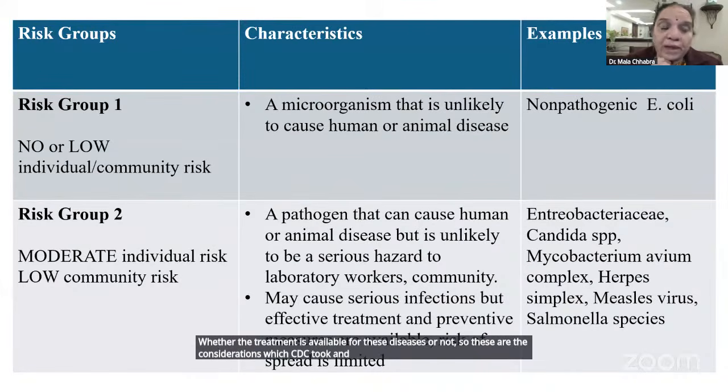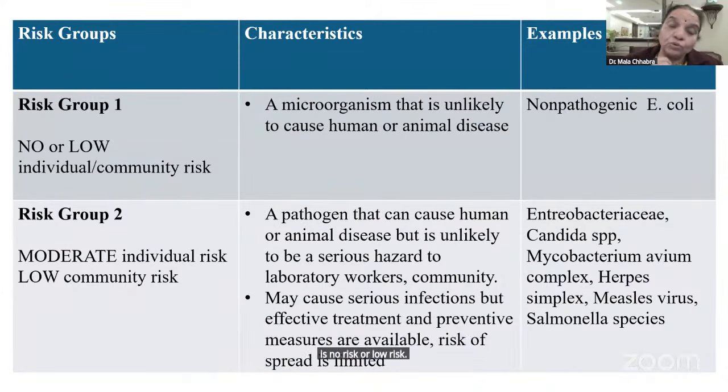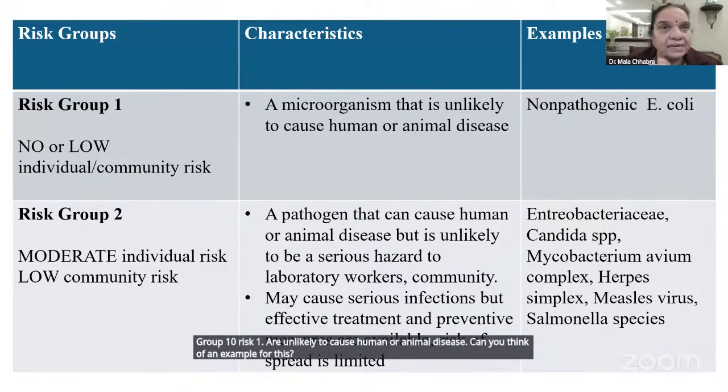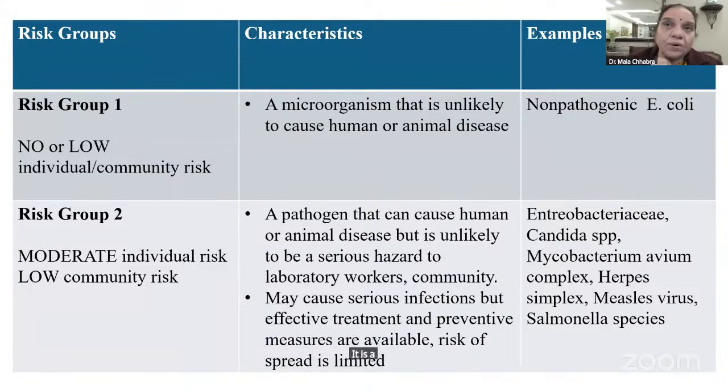So, risk group 1 is no risk or low risk to the individual and to the community. These microorganisms which are grouped in risk group 1 are unlikely to cause human or animal disease. Can you think of an example for this? It is a non-pathogenic E. coli or your microflora of the oral cavity. There is microflora on skin. These organisms do not cause any disease. So these are risk group 1.